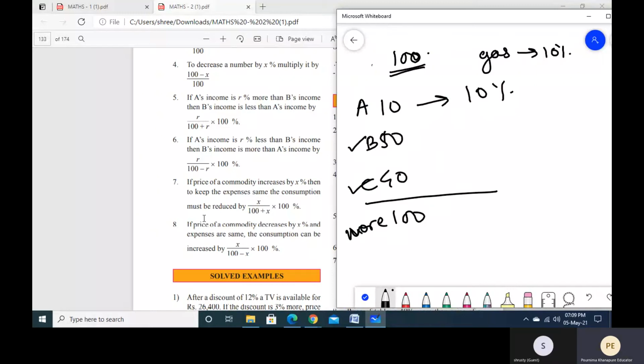So how is this done? This is done in this way. By how much should the consumption be reduced? The consumption should be reduced by X upon 100 plus X into 100.